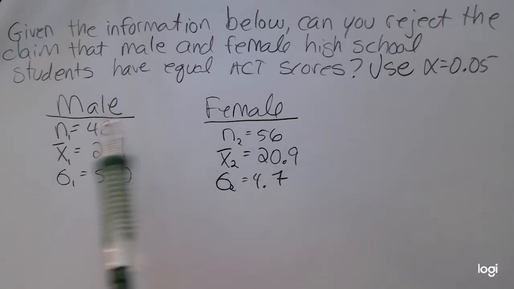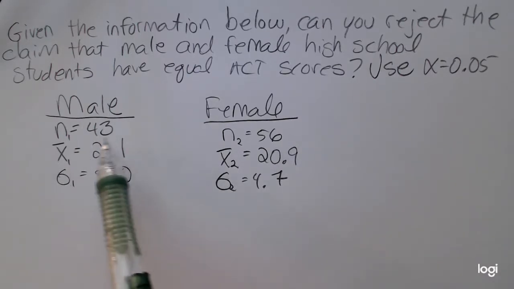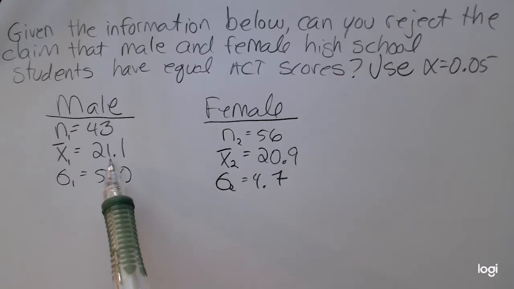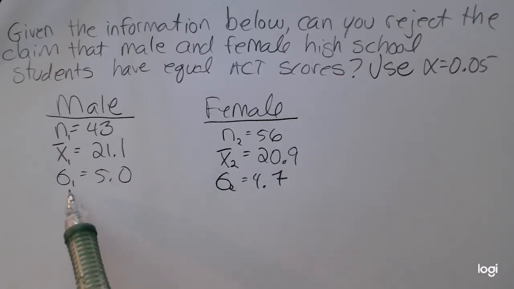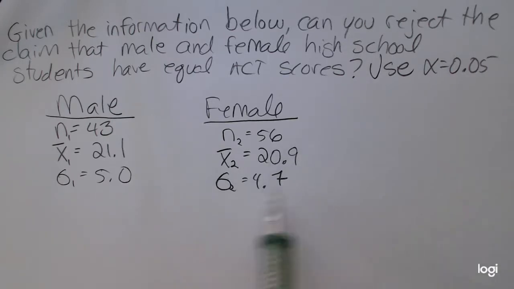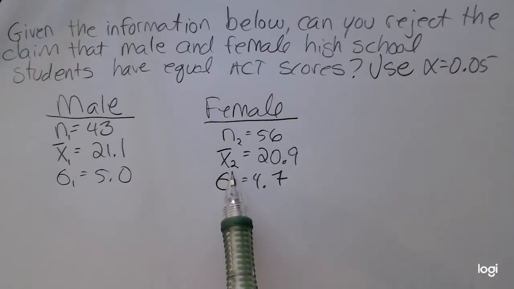Okay, so the information is summarized. Clearly, I have independent samples here. For the male group, the sample size was 43 with a corresponding sample mean of 21.1 and an assumed population standard deviation of 5.0. For the female group, the sample size was 56, the sample mean was 20.9, and the assumed population standard deviation is 4.7.